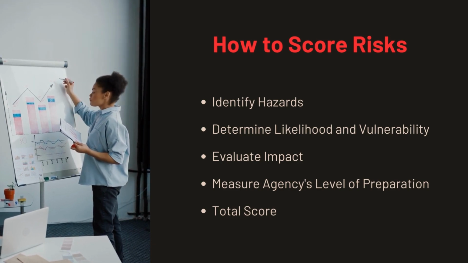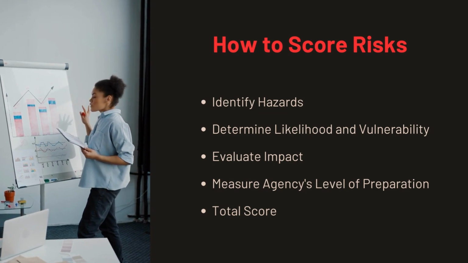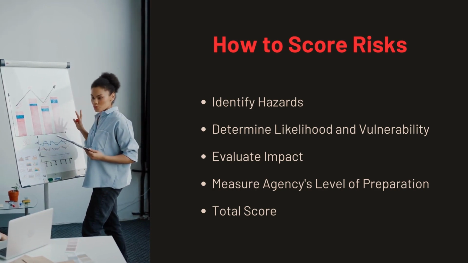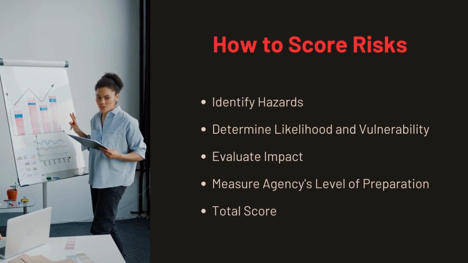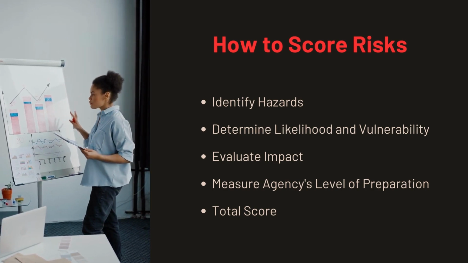And lastly, calculate the total score for each hazard by adding the scores from likelihood, vulnerability, and agency preparation. A higher total score indicates a higher priority for risk assessment and planning.